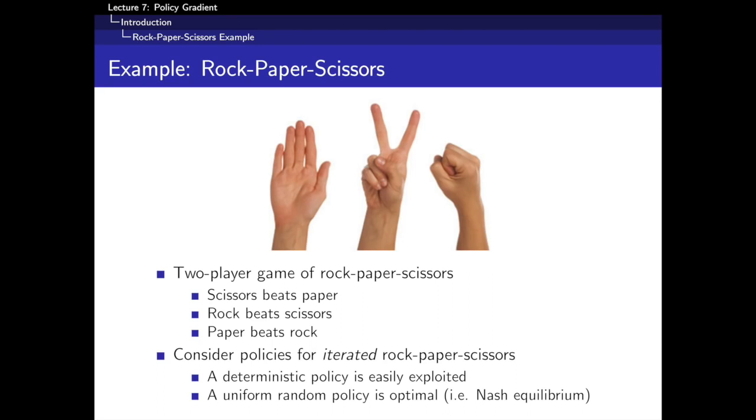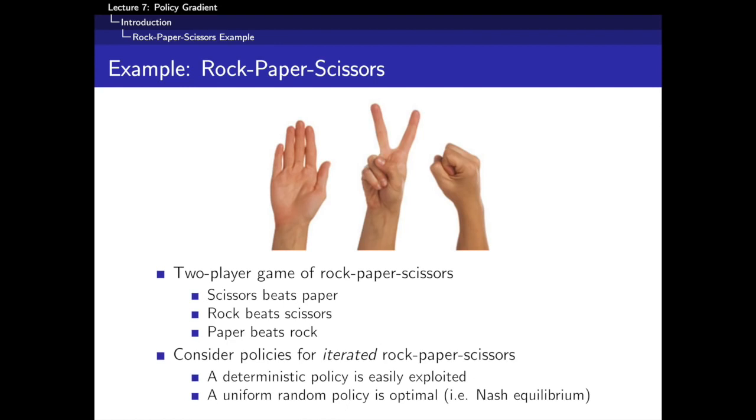So the first example is rock, paper, scissors, or Rochambeau, or it has lots of different names depending where you're from and how you play this. It's just the game where you show paper, scissors, or stone, and scissors beats paper, rock beats scissors, paper beats rock. If you were to just play this deterministically, any deterministic strategy is very easily exploited. If I always play rock, you'll very quickly figure out that you should just play paper, and I'll lose every single time.